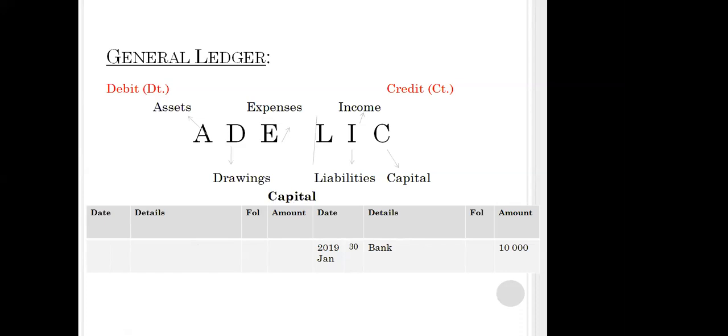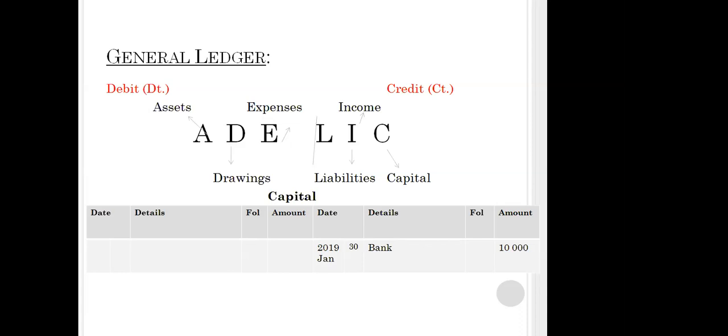Of course, the name of the account that you're busy with is going to stand at the top, like your capital account. Now, if you look at Lady Adelaide, on which side of the account must you do your entries? On the left-hand side or the right-hand side? So on the debit side or on the credit side? Now, if you look at Lady Adelaide, the C for capital must be on the credit side. So there you can see in the example, the entries were made on the credit side, right?